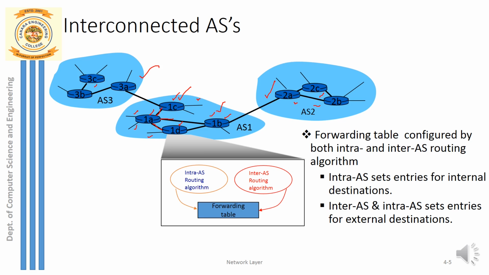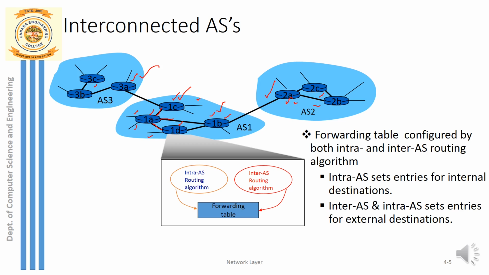Why do I call 1B an edge router? Because it is the router which connects to the other organization or the other autonomous system. So 1B is the one which connects to AS2. Similarly, inside AS2 I have 2A as an edge router. Similarly, when it comes to AS3, I have one edge router, that is 3A, which connects to our AS1.